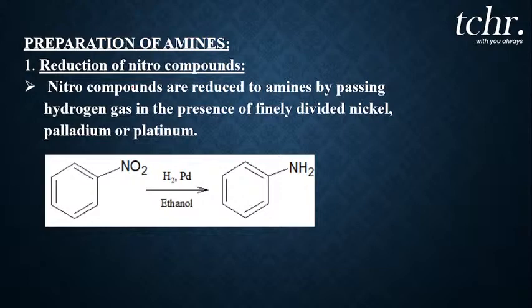Students, you all know what nitro compounds are, right? The nitro group is nothing but the NO2 group. I take any nitro compound, which can be alkyl or aromatic, and convert it to the NH2 group, that is, the amine group, through reduction. That's why we call this reaction reduction of nitro compounds. So students, tell me, what do you mean by reduction? Reduction can be simply defined as addition of hydrogen or removal of oxygen, correct?